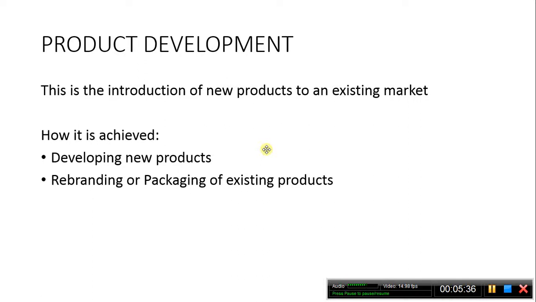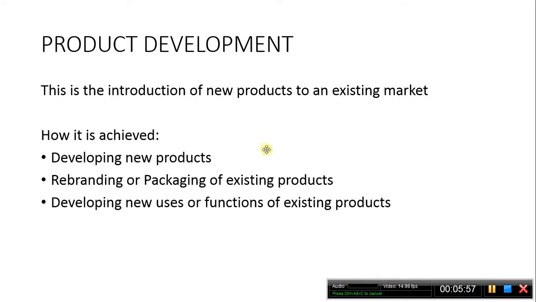At times when you go to the shops, some products are not attractive. It's not even visible for customers to see. So if a company like that wants to sell more of the products, then they can rebrand their product. They can repackage it to make it attractive. They can repackage it to make it visible for their customers to see. You develop new uses of your products for the market.